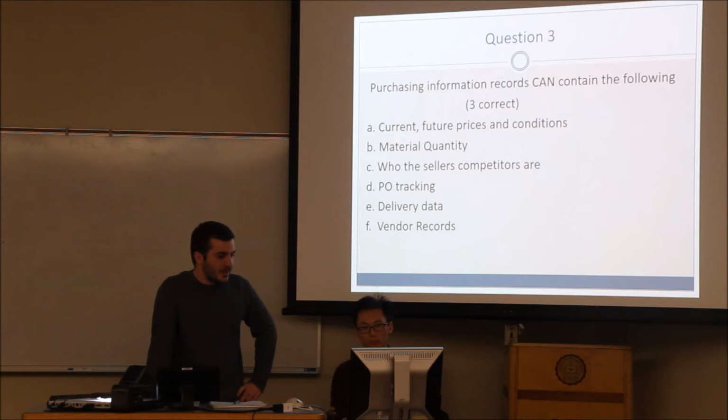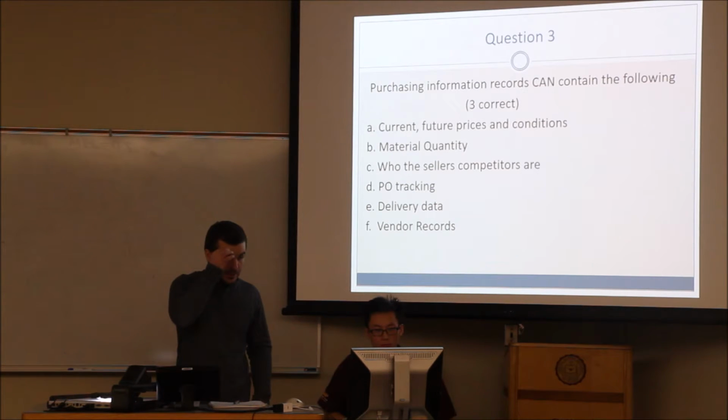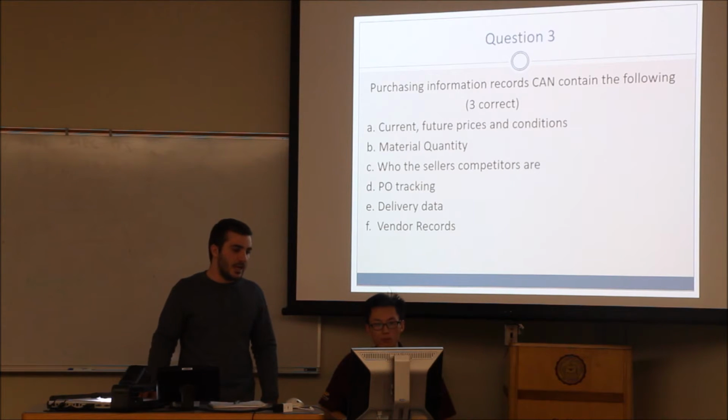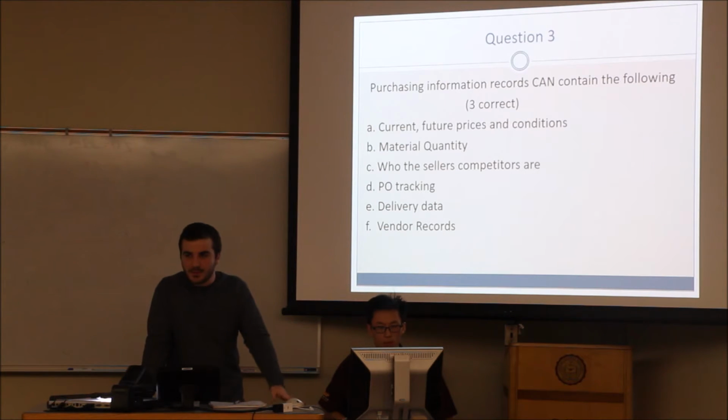Purchasing information records can contain the following. Three are correct. Current and future prices and conditions, material quantity, who the seller's competitors are, PO tracking, delivery data, and vendor records. Who wants to take a stab at that? Anybody else?